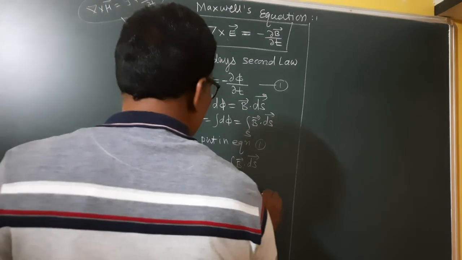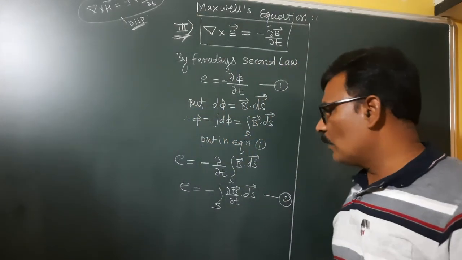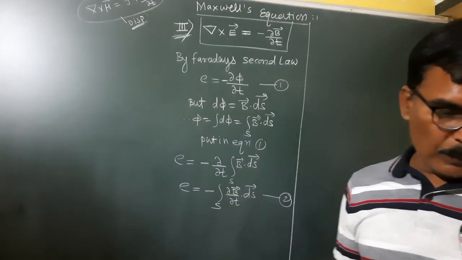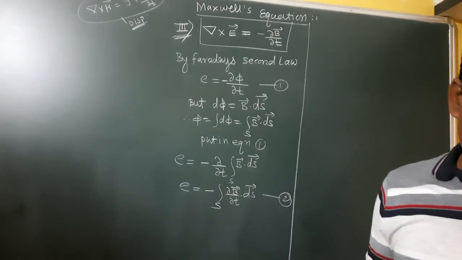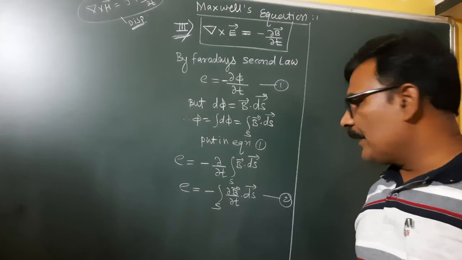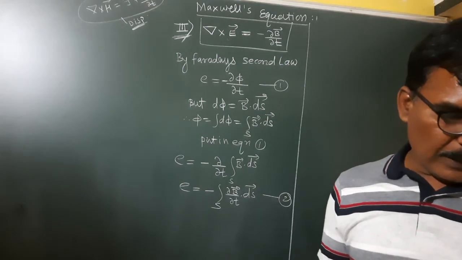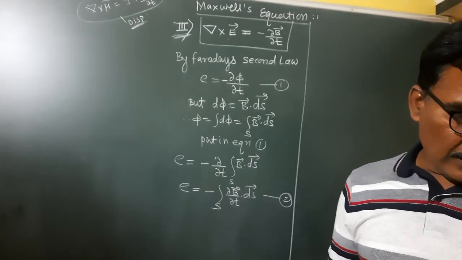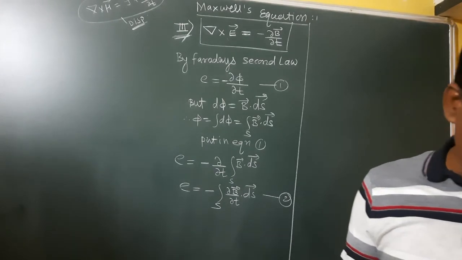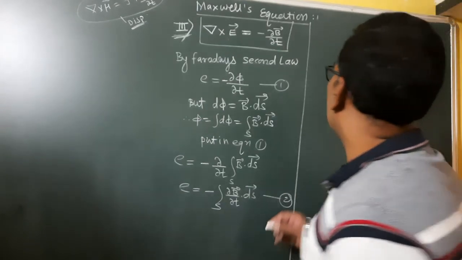This is equation number 1, that is E is equal to minus the surface integration of dou B bar by dou t dot dS bar, where B bar is the magnetic induction and dS bar is the surface area. Since surface area S is bounded by a loop, the EMF E can also be found by calculating the work done.